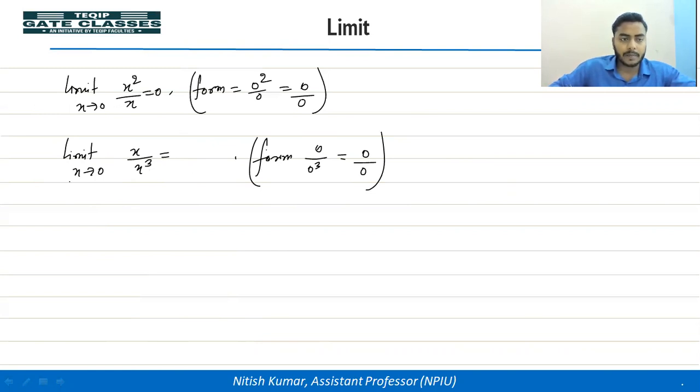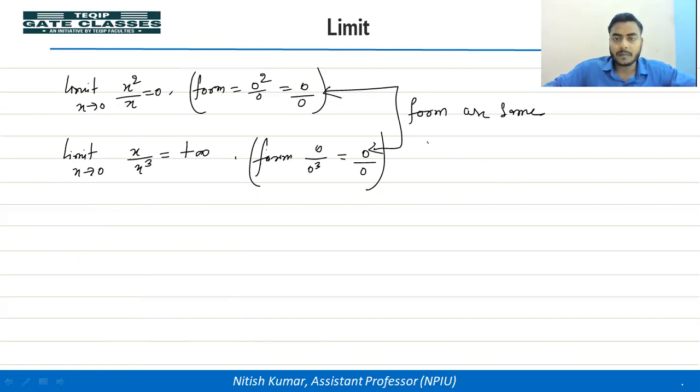So x is not equal to 0 here because x goes to 0. It means x goes to 0 minus or x goes to 0 plus. So it will be plus infinity. You can see in both cases the form is the same, but the limiting value is different. It can be possible only in the case of indeterminate form. When the form is determinate, for the two forms the limiting value will be the same. It can't be different.